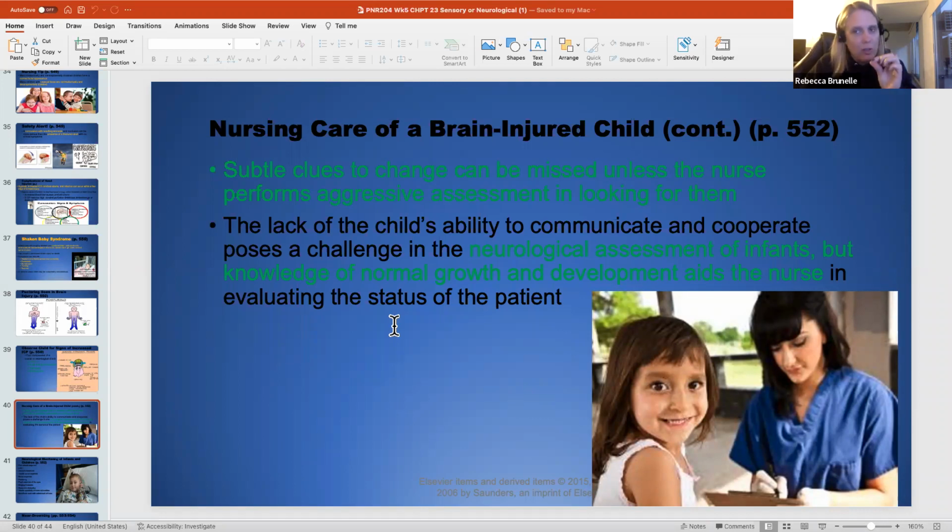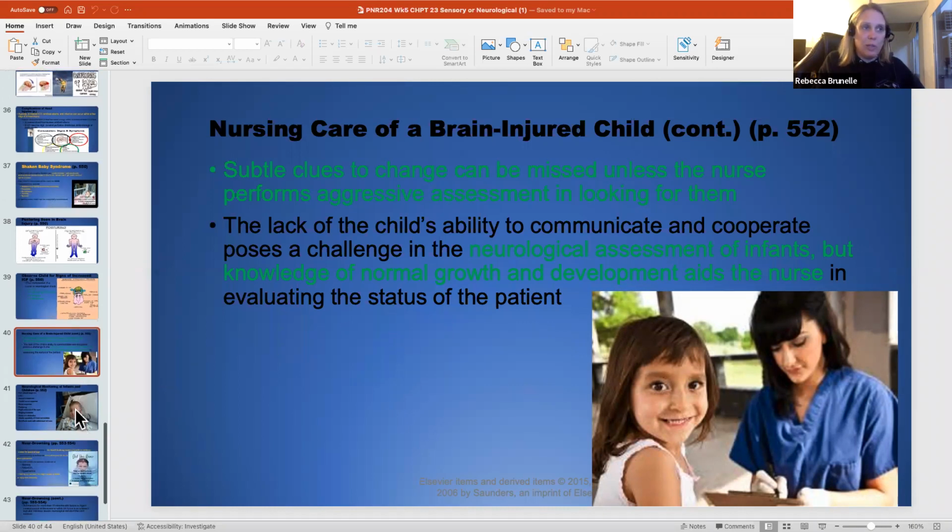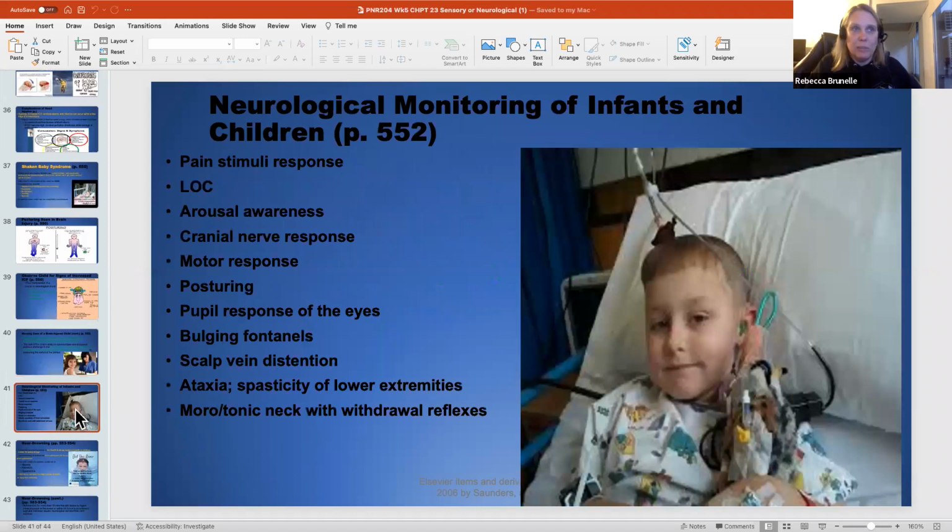Very, very small changes in how they're behaving can be an indication that something's going wrong, and also changes in their vital signs. So just always be aware of that, and make sure that you're having good communication with the rest of the healthcare team.